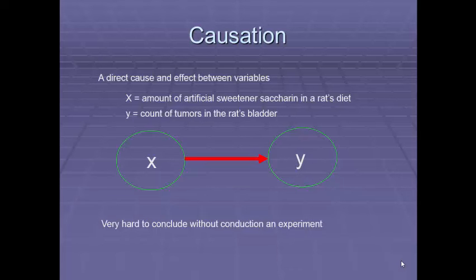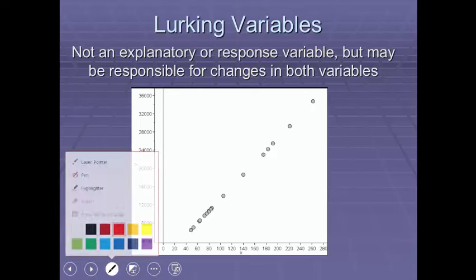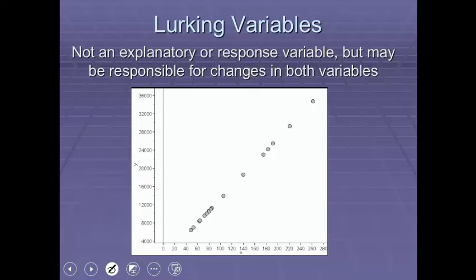But the issue with causation, it gets thrown out there quite a bit in the real world, but it's very, very hard to conclude without a very, very carefully controlled experiment. So, for example, one of the big things are these ideas about lurking variables. So it's not an explanatory variable. Remember, that's x, right? An explanatory variable, that's x. Here's the explanatory. And then the response variable is y.